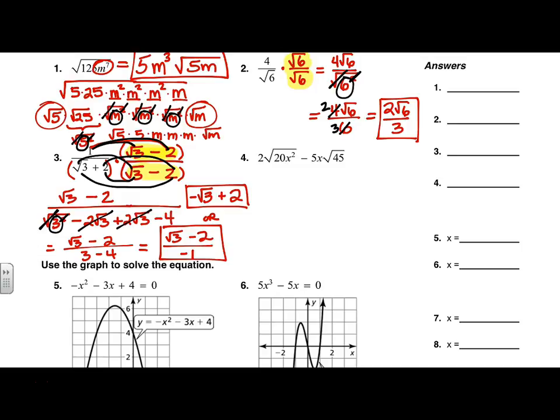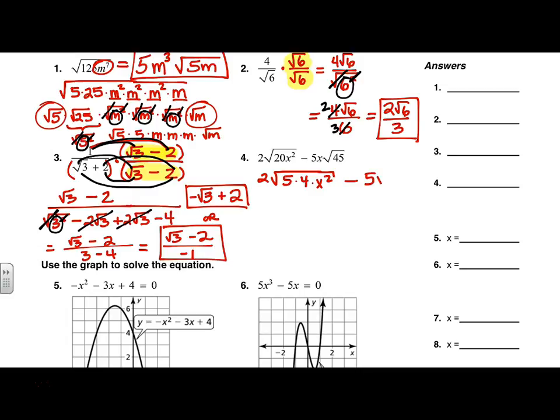Here we go. Number 4. So you guys were starting to give me some ideas. What goes into 20? 5 goes in, and what else? 4 goes in. Why am I going to leave x squared just the way it is? Because you have x times x, and you can't do anything with just x, right? But x squared, can I do something? And the answer is yes.